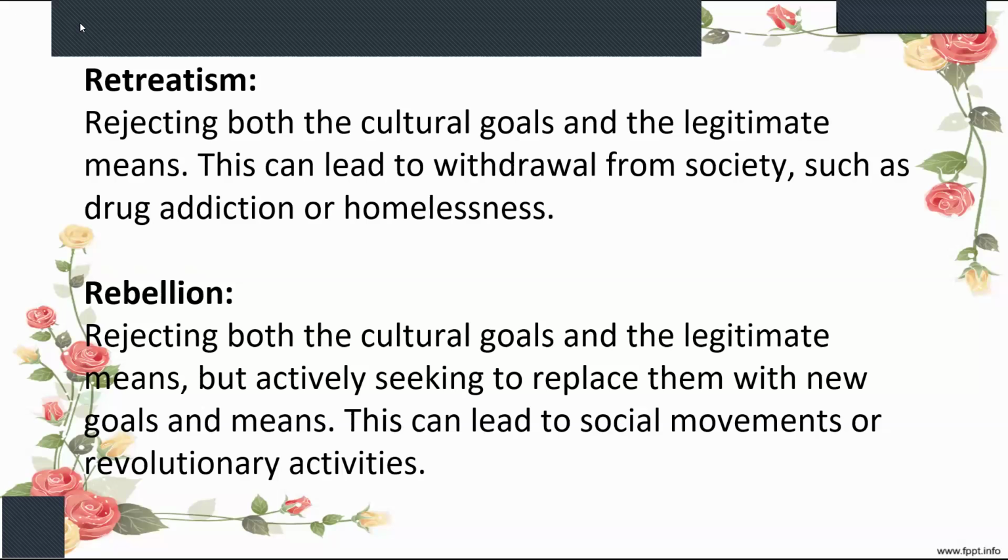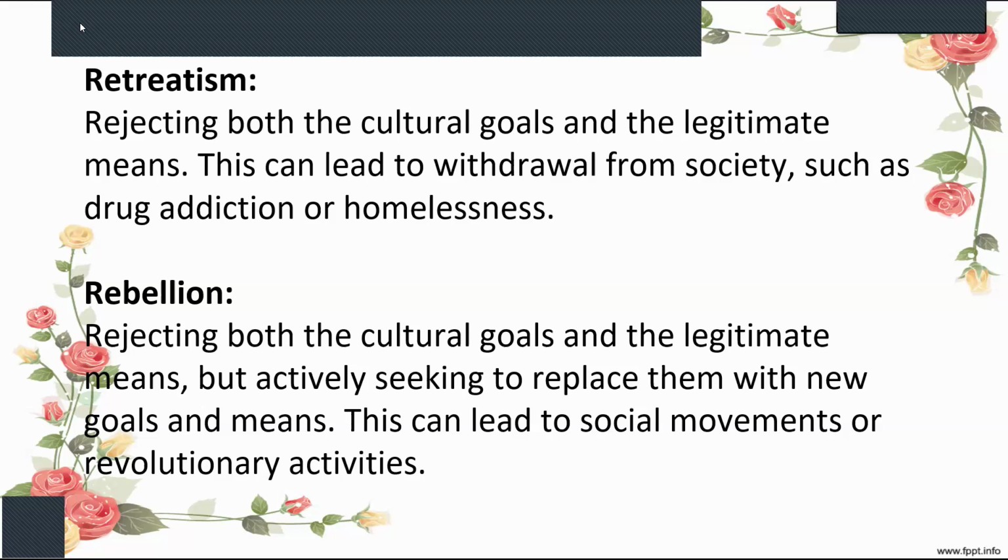And then rebellion. Rebellion means rejecting both cultural goals and legitimate means, just like retreatism. The only thing is, they search for new goals and new methods. That is also good in a way, because they reject existing goals and methods. Instead, they innovate new goals and new methods.